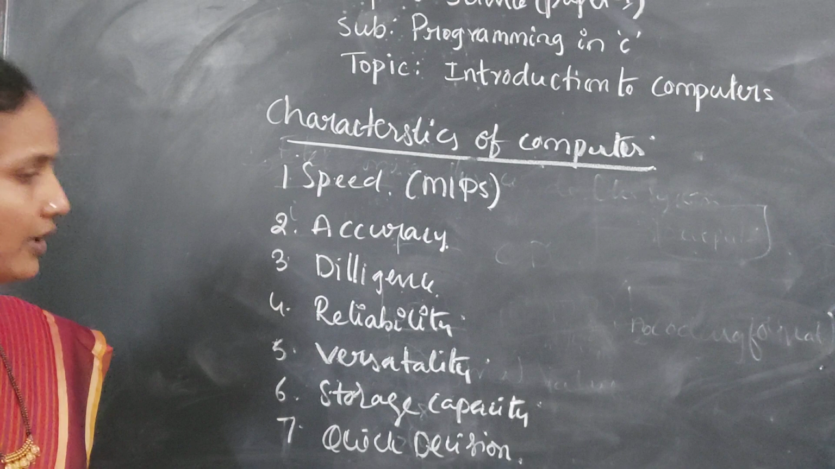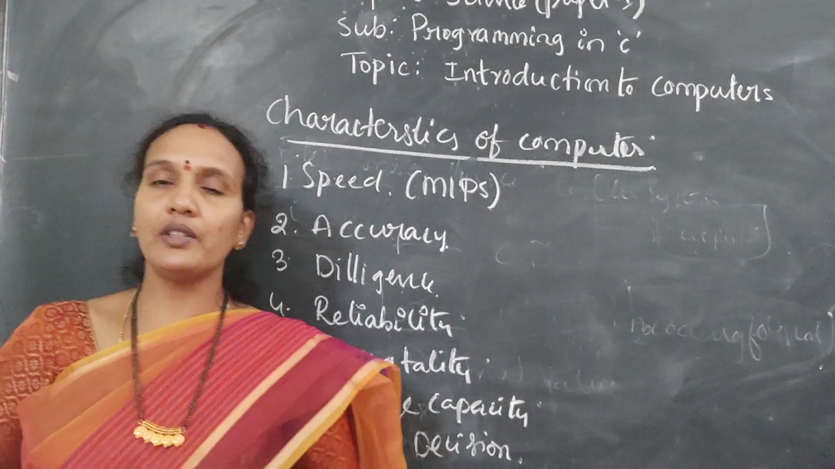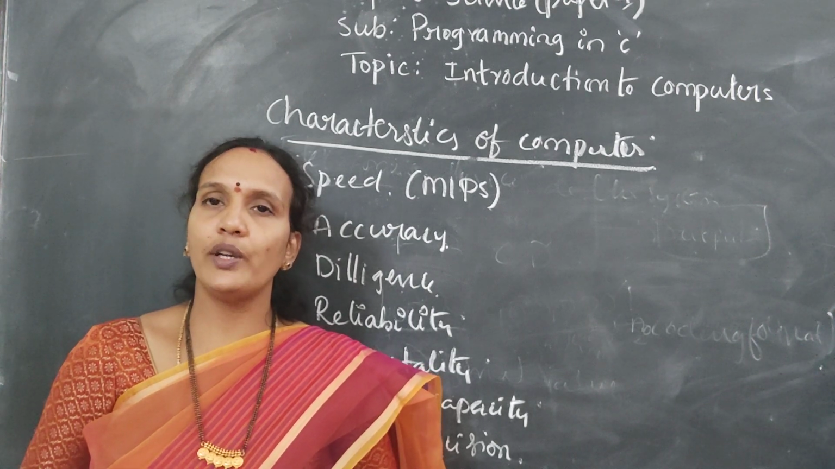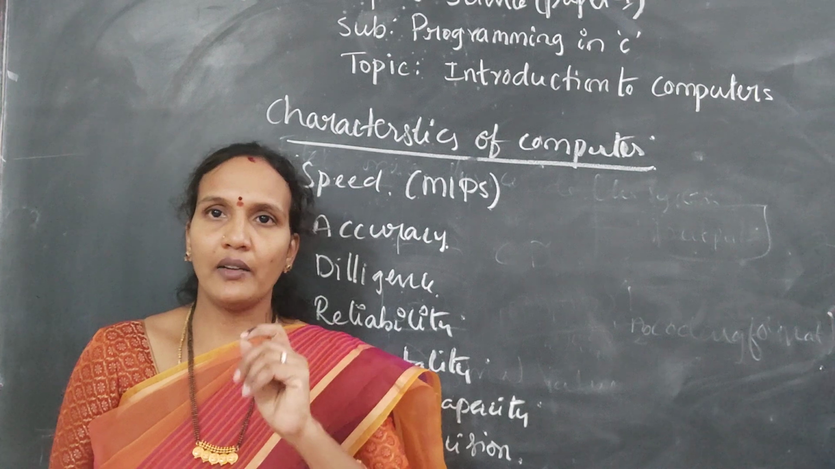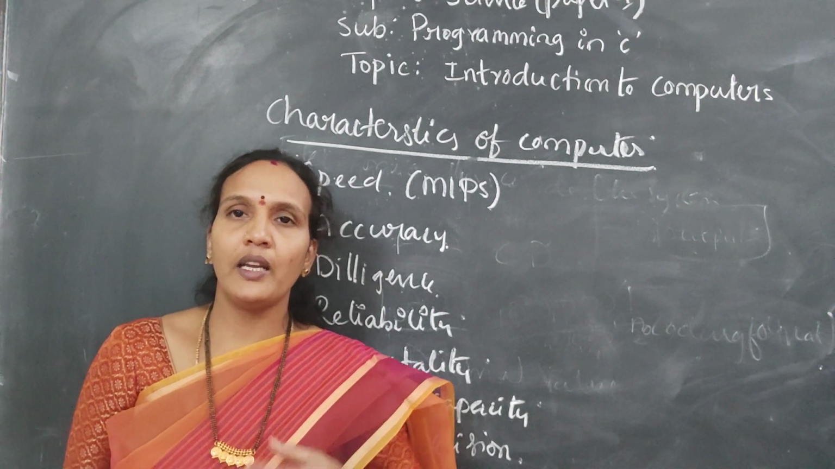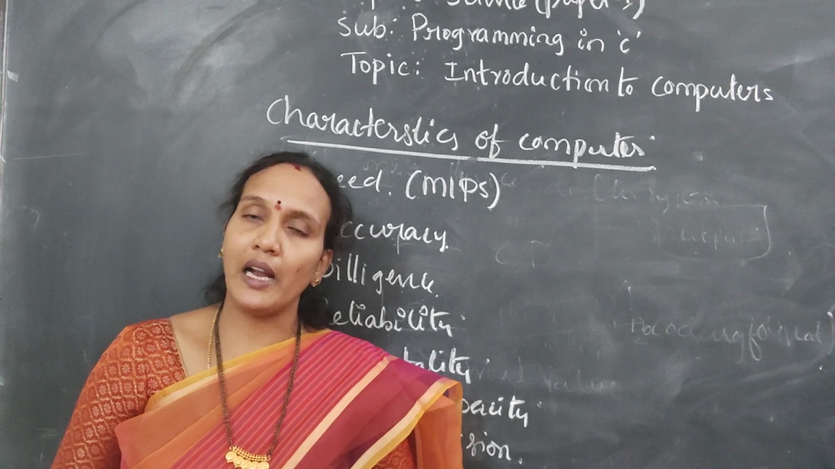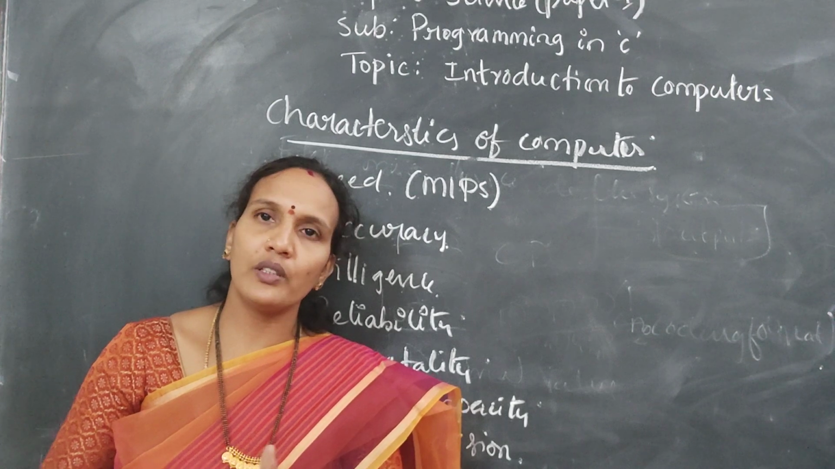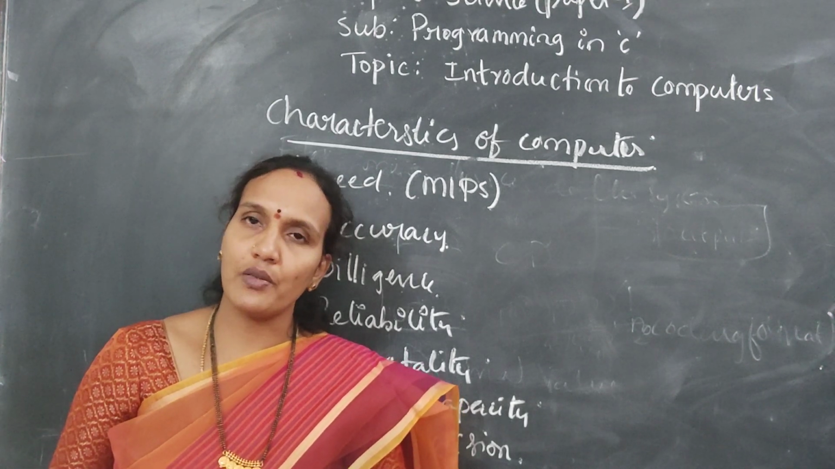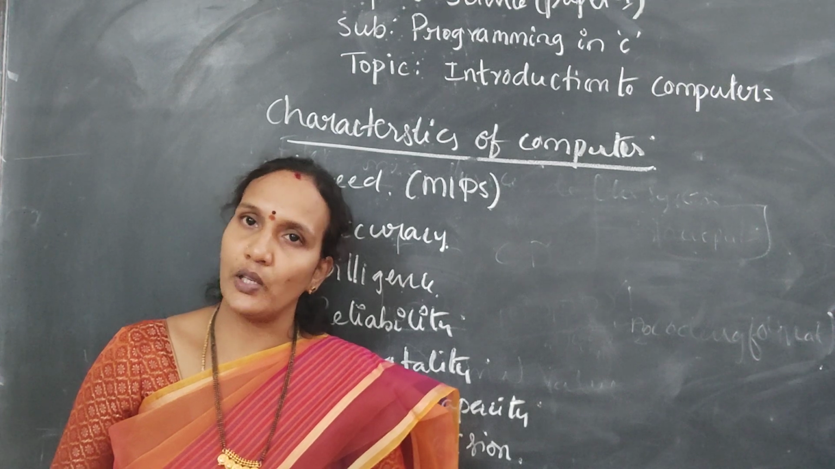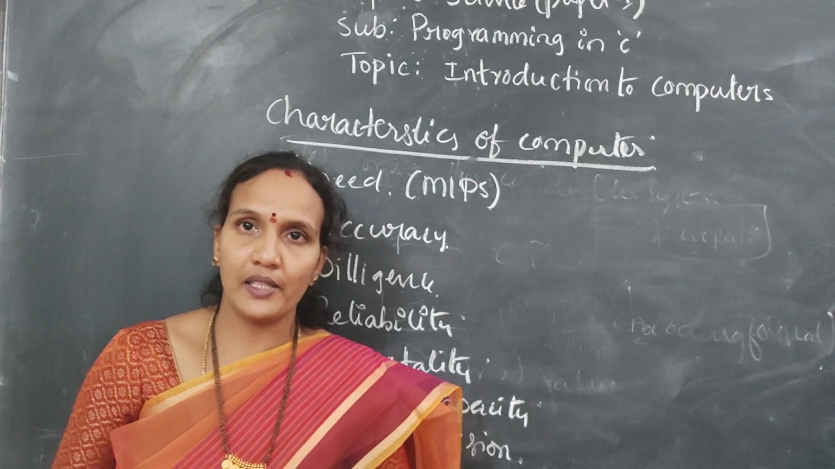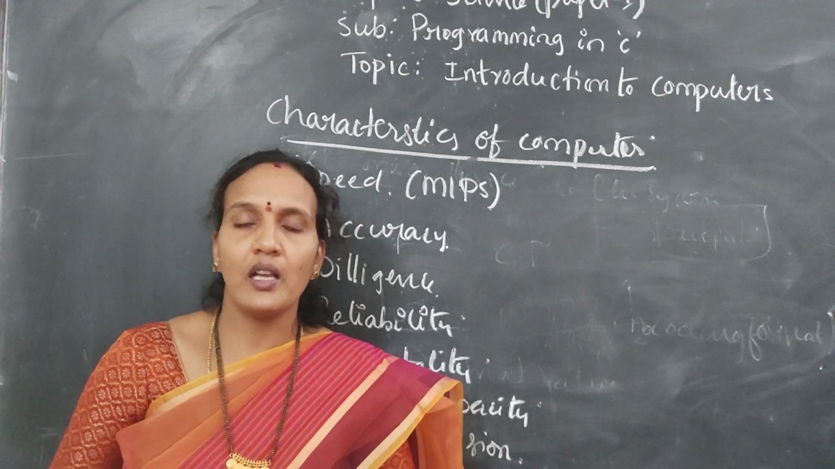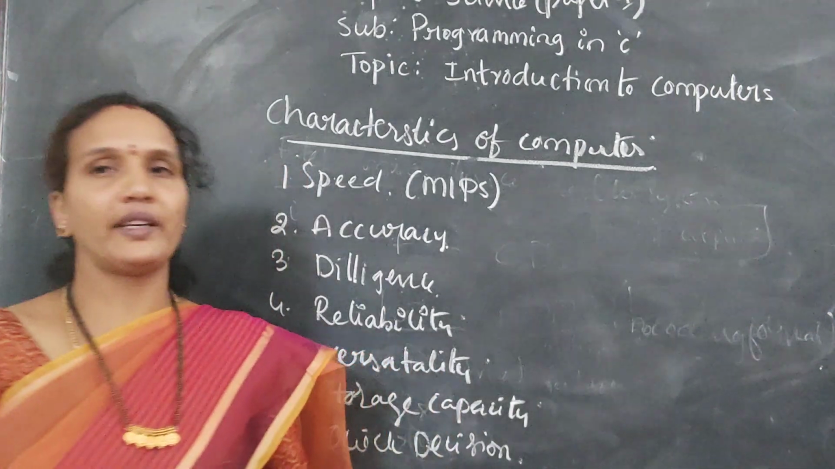Now the last one is quick decision. Computer will give the result very fast. You just need to give the instructions, and whenever it takes the instruction from the user, immediately it will start the action, and it will stop the action when it completes the task. Meanwhile, it won't need any information from the user. So that is why it is also called an automatic machine. So it is automatic, obviously it will give the result very fast. That is why using a computer, an organization can take quick decisions. So this is also one of the characteristics.